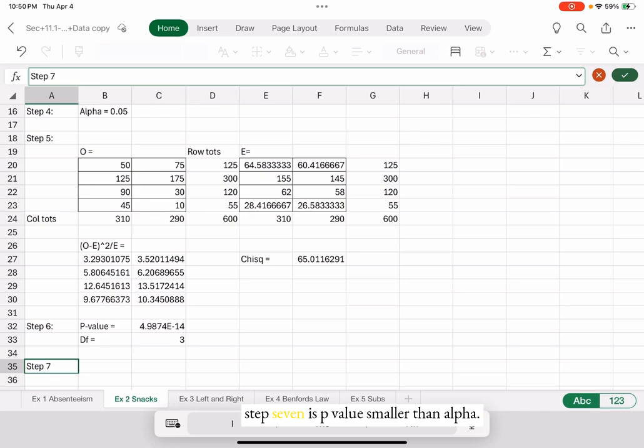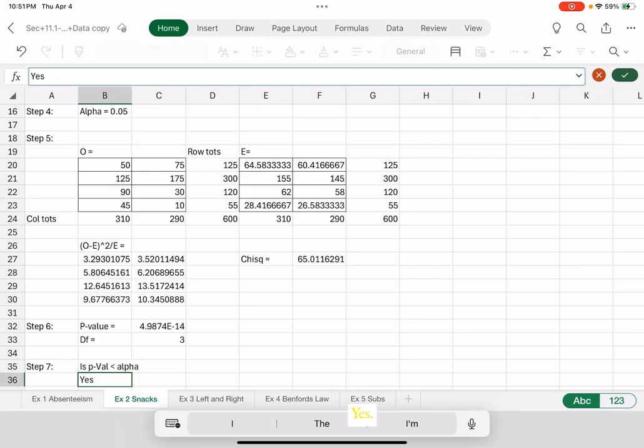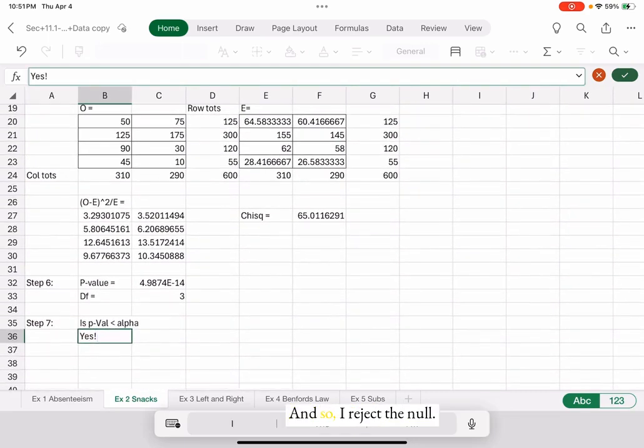Step 7 is, is the p-value smaller than alpha? Yes, it certainly is, and so I reject the null.